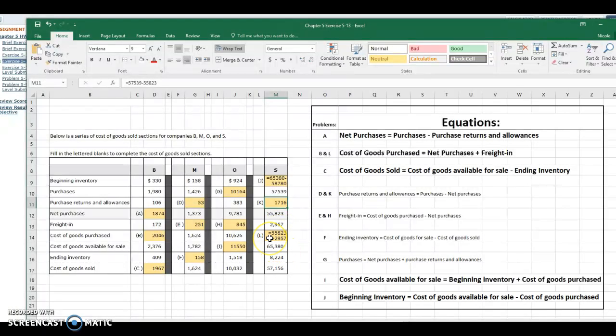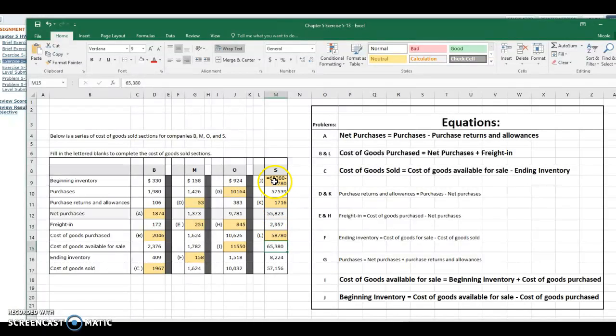Okay, for L, we need to find cost of goods purchased. So we're back up here. So net purchases plus freight in, being 55,823 right here, plus the 2,957 right here. And that answer being 58,780.